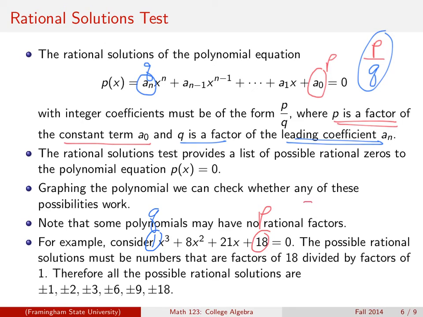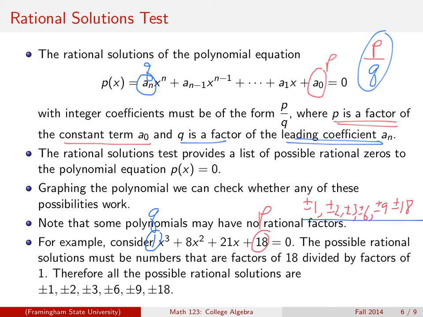You could say, I'd have plus or minus 1 times plus or minus 18. I could have plus or minus 2 times plus or minus 9. I could have plus or minus 3 times plus or minus 6. Now those are all of the possible factors of P. Now keep in mind I use plus or minus.